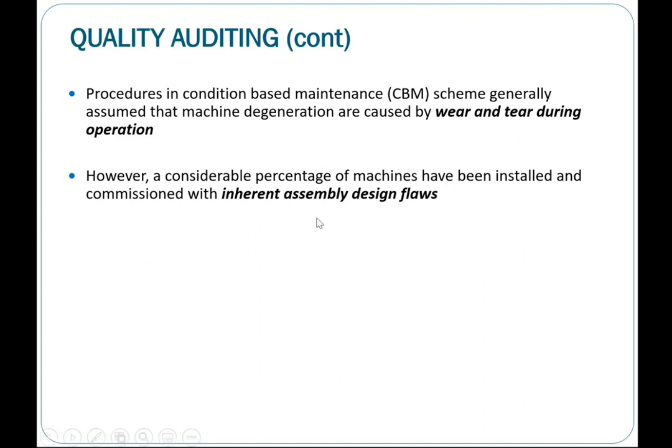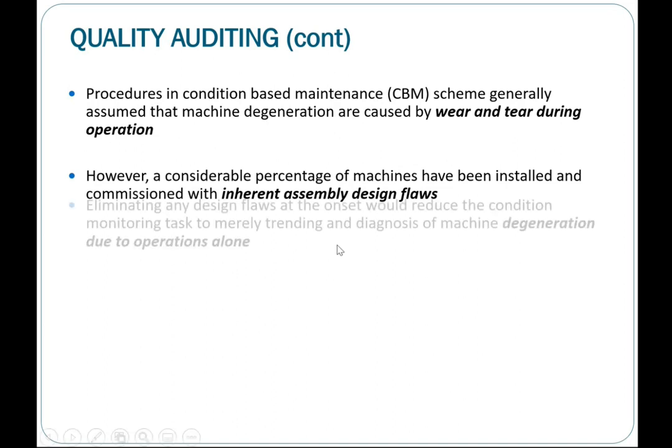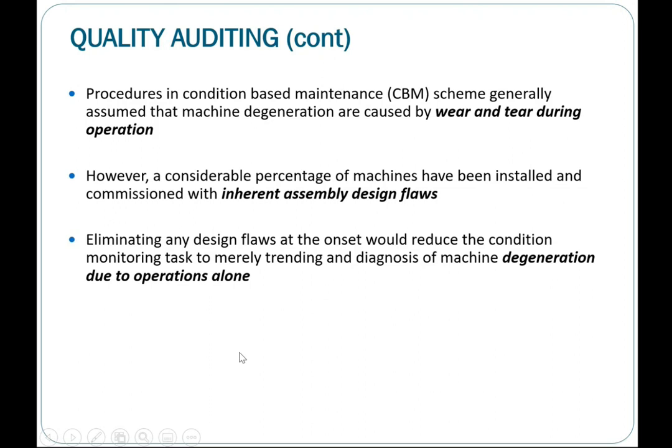So if you can eliminate these inherent design faults in the first place, then your CBM work or job becomes easier. Okay, so mainly you are looking into predicting when the machine will degenerate due to wear and tear. Right, so that is the whole idea: eliminating any design flaws. Then it will reduce the condition monitoring tasks. So when you see the vibration going high, you can actually pinpoint that it is due to this so-called wear and tear or degeneration.